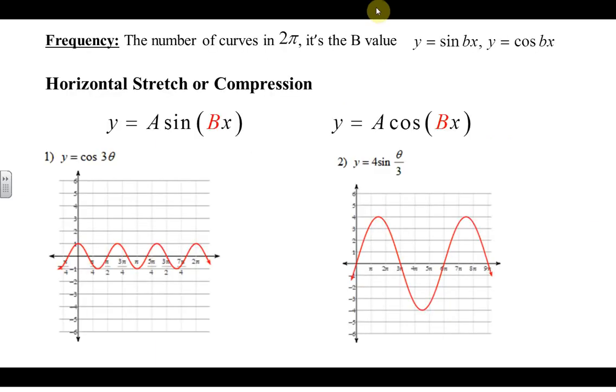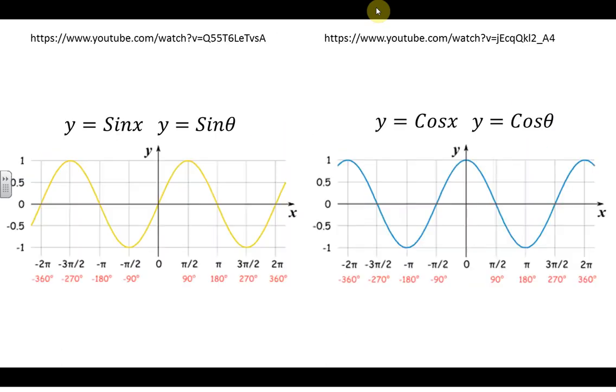Next, AFP. F stands for frequency. Frequency is how many times one cycle happens by 2 pi. I'm going back, I know, okay? If you look here, going from 0 to 2 pi counts as one cycle. So here we're looking at 2 cycles, but from 0 to 2 pi, there is 1 cycle. Here, 0 to 2 pi, 1 cycle.